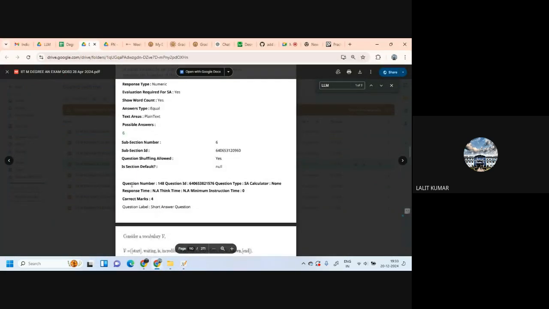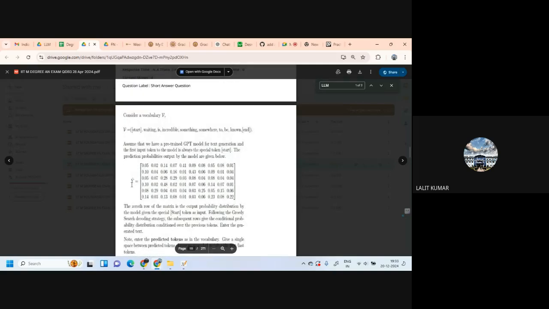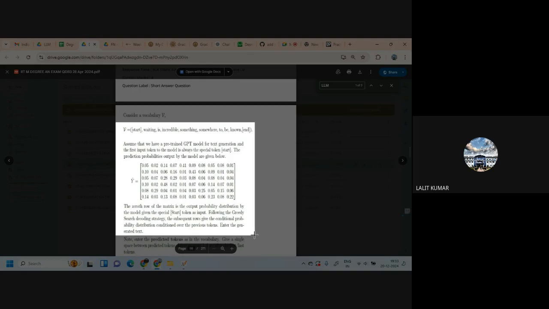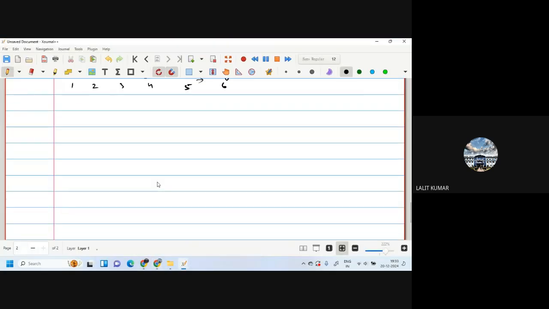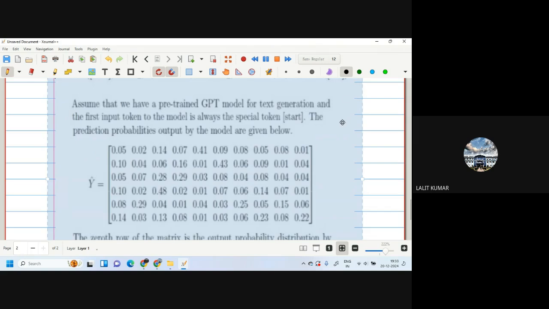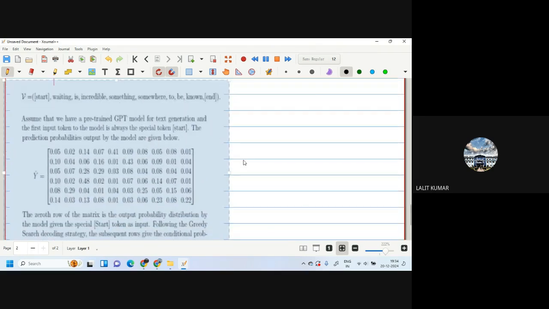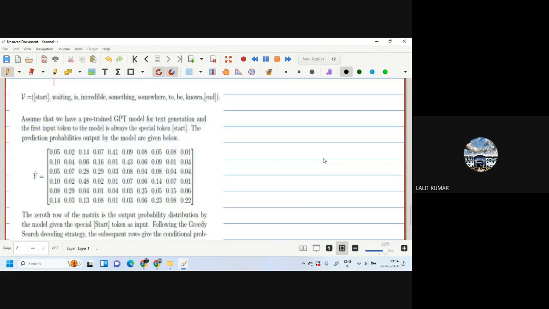Okay, so this we have done, this we have understood. Now we come to this question, which is also from the GA. This is basically the greedy algorithm which we had used. So how to solve these kinds of questions straight away? This is your vocab. Assume that we have a pre-trained GPT model for text generation, and the first input token to the model is always the special token start. So here start is the first token.